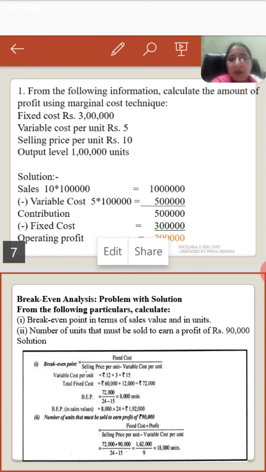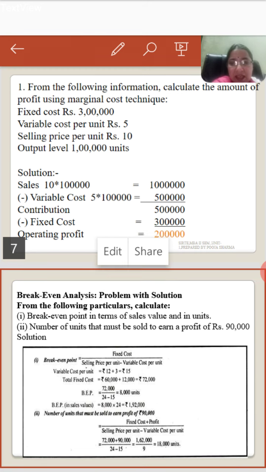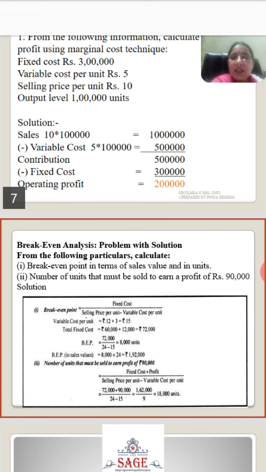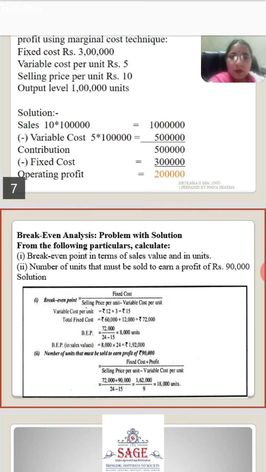From the following information, calculate the amount of profit using the marginal cost technique. The marginal costing technique is again related to the break even point. The fixed cost is given, variable cost per unit is given, and selling price per unit is 10 rupees, output level 1 lakh units.